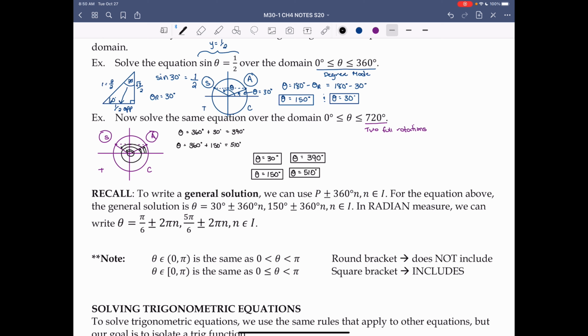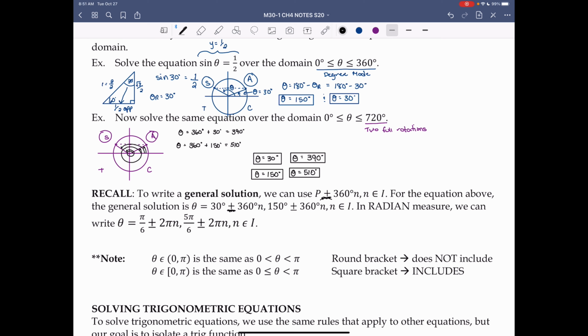Recall, to write a general solution, we use theta r plus or minus 360 degrees n, where n is an element of I. That should actually really just say plus, because since we have integers, if we put a negative number in for the n, then we would be essentially subtracting. So really that should say plus. Hopefully it's edited once you get the notes. For the equation above, the general solution is theta equals 30 degrees plus, we'll get rid of the minus. It's not wrong if you have the minus, it's just redundant. You don't need that information.